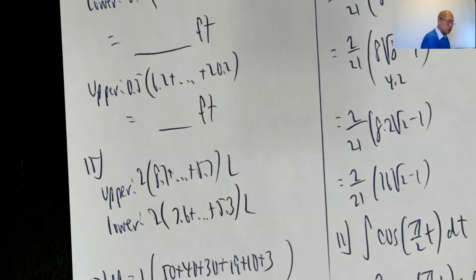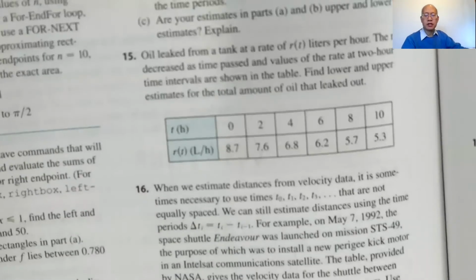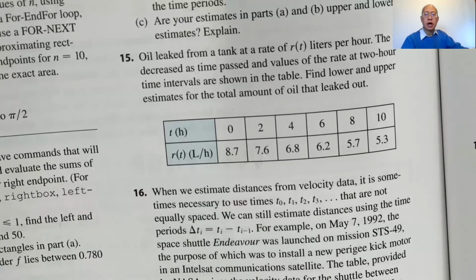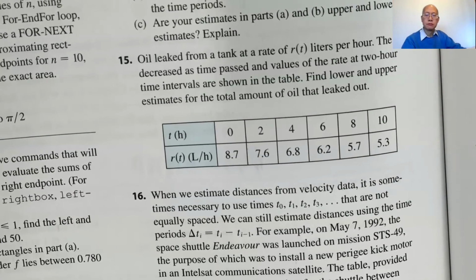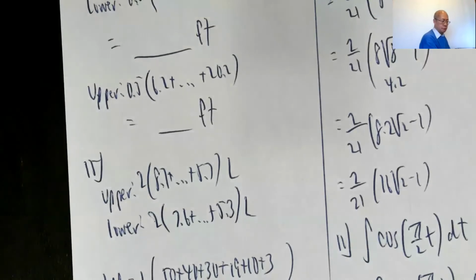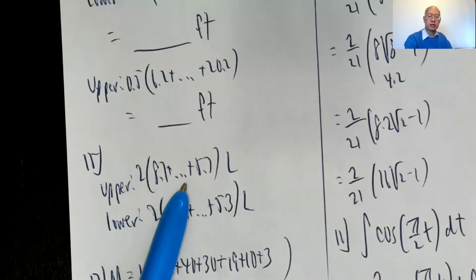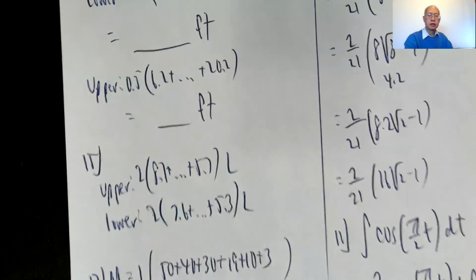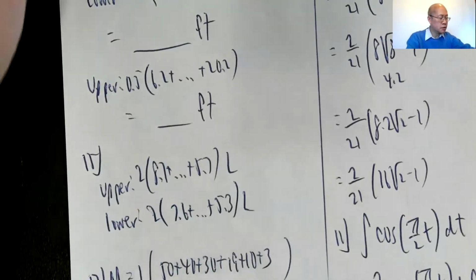Okay, 15, I presume, is similar. Yeah, it's a decreasing function. So upper estimate, go from 8.7 to 5.7. Lower estimate, 7.6 to 5.3. 2 times 8.7 down to 5.7. Lower, 2 times 7.6 to 5.3. The answer is in meters.